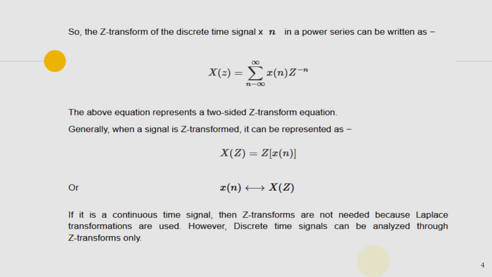If it is a continuous time signal, then the Z transform is not needed because the Laplace transform is used. However, discrete time signals can be analyzed through the Z transform only.